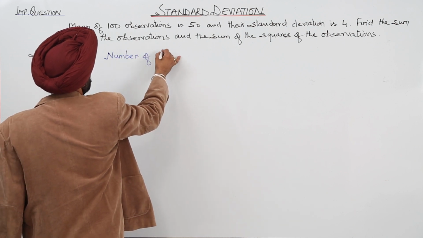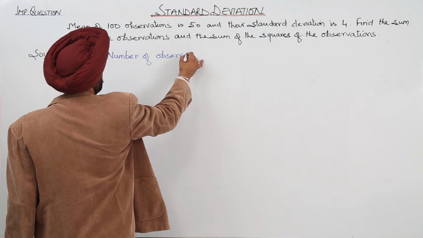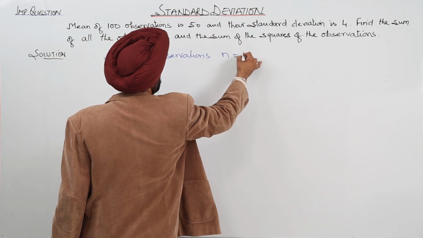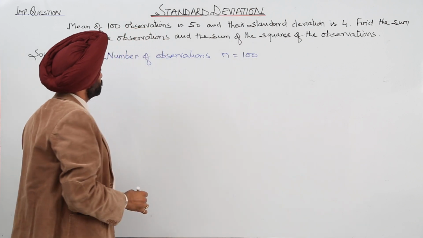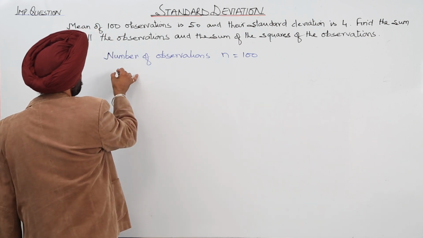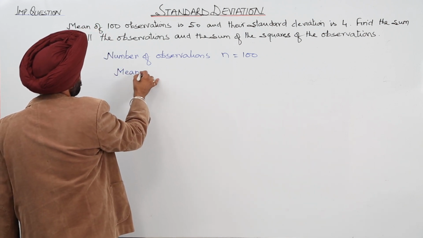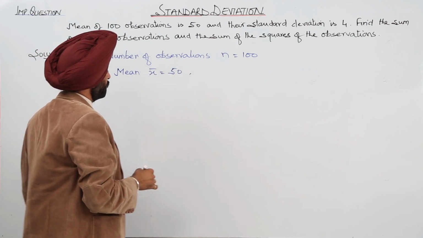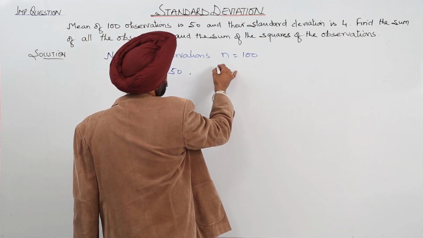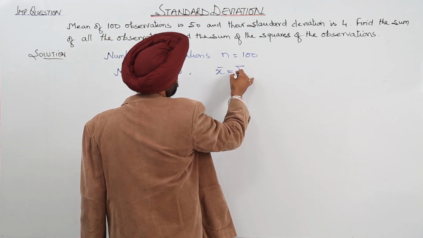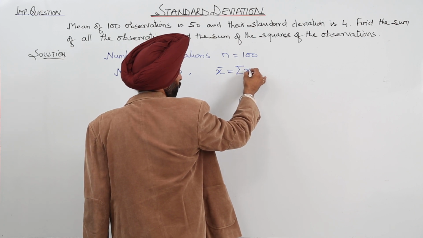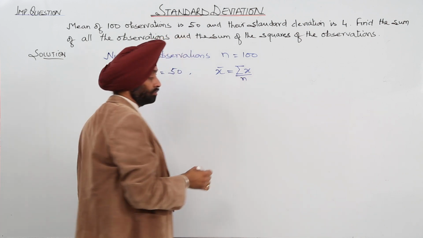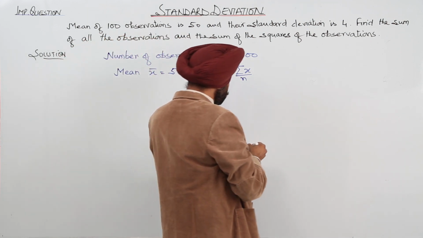Number of observations, that is n, is equal to 100. Now this is given to us. Okay? Mean of the 100 observations is given to be 50. Now we know mean is what? Summation xi, here we are writing x, upon n. Is it clear?